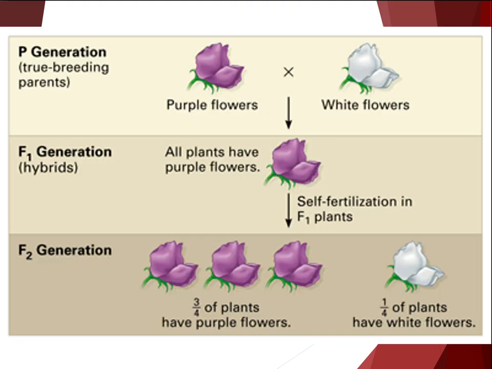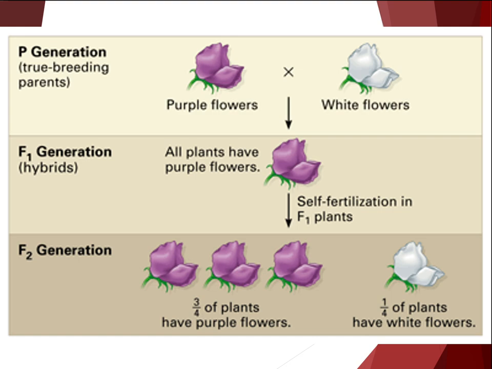Mendel also made sure to use parent plants that were, quote, true breeding for each trait. If, after many generations of self-pollination, a purple flowered plant produces only purple flower offspring, it is considered true breeding for purple flowers.